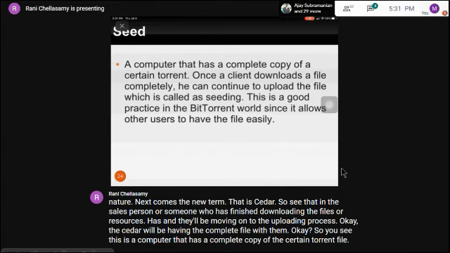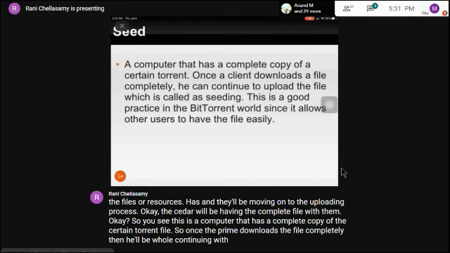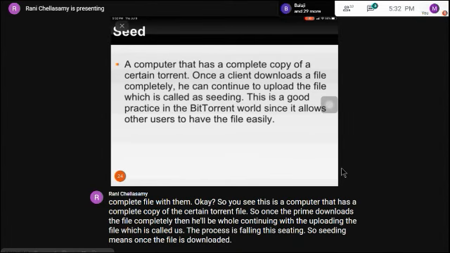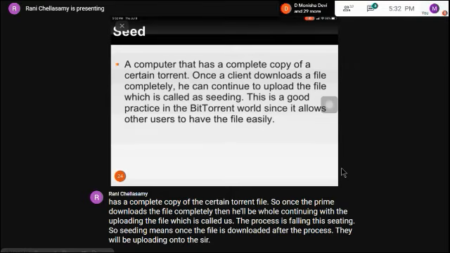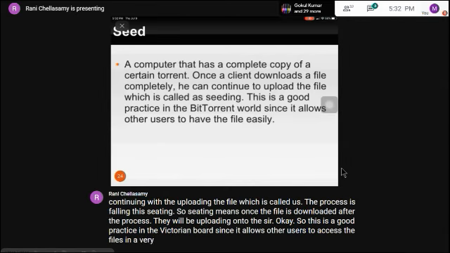Okay, so once the client downloads the file completely, then he'll go on continuing with uploading the file, and this process is called seeding. So seeding means once the file is downloaded, after the process they'll be uploading onto the server. Okay, so this is a good practice in the BitTorrent world, since it allows other users to access the files in a very fast manner.